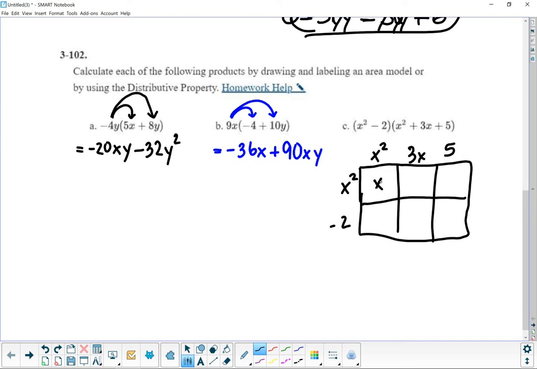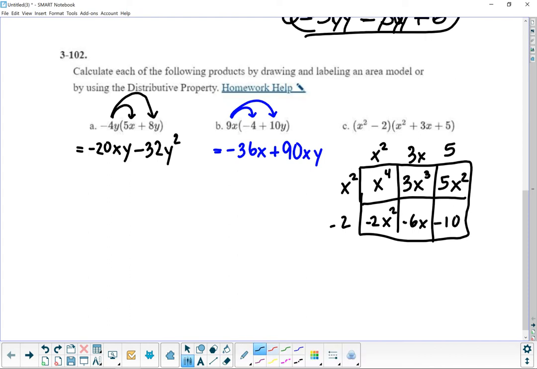x squared and x squared makes x to the fourth. x squared and 3x makes 3x, and then you notice there's 3 x's. There's x squared and then there's another x. So that means there's 3x to the third power. Okay, x squared times 5, that's going to be 5x squared. x squared times negative 2 is going to be negative 2x squared. 3x times negative 2 is going to be negative 6x. And 5 times negative 2 is going to be negative 10. So that's what we get when we complete our area model.